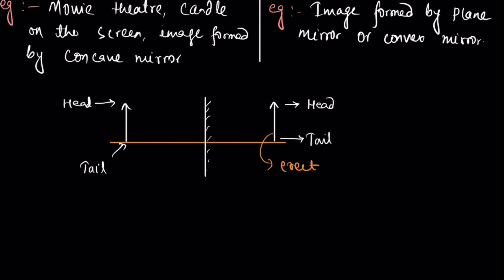Fine. So you can simply write that the up of the object will be the up of the image, and the down of the object will be the down of the image. So when this criteria is fulfilled, then it is called an erect image.